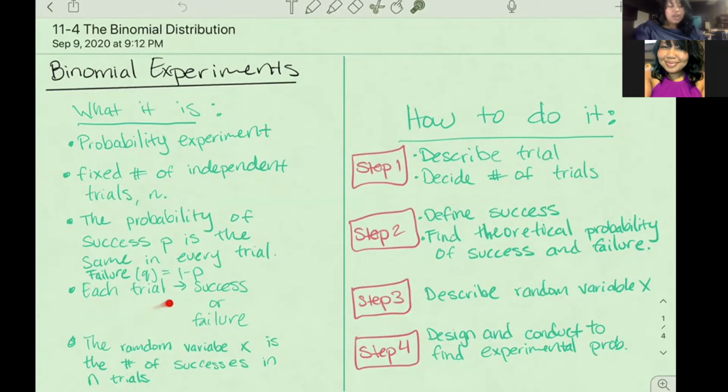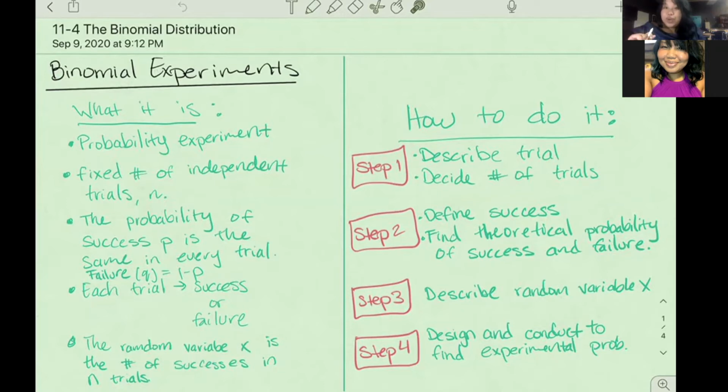So each trial that you're dealing with, there is no maybe, there's no gray area. It's either success or failure, one or the other. Hence the term binomial. There's one or the other option, and that's what we're dealing with here. We're starting with the basic kind of experiment. And then your random variable X is the number of successes in the trial. Okay, it's how many trials, and the probability of success P is the same in every trial.